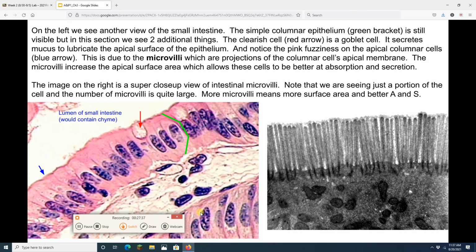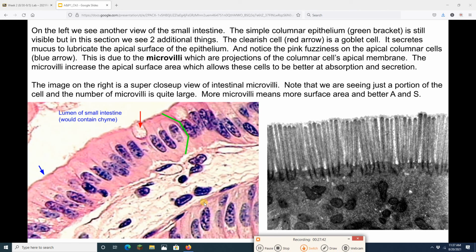I'm zooming in on the right here. Before we zoom in, let's look on the left, okay? Got another view of the small intestine. Simple columnar epithelium. My cursor is going along the simple columnar epithelium. Lumen up here, which would contain chyme.